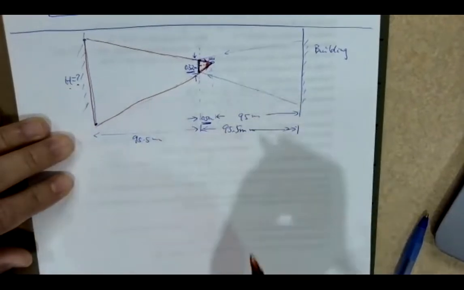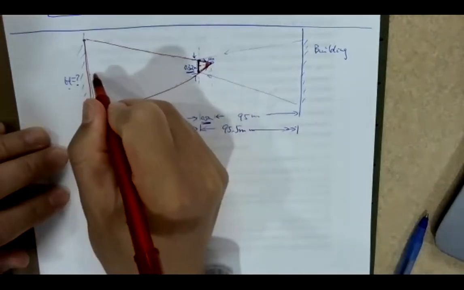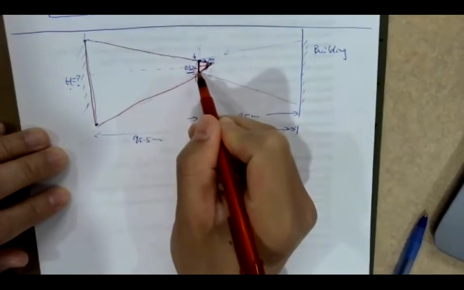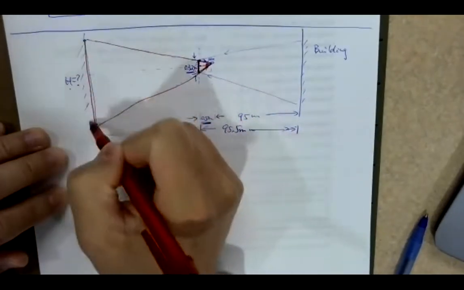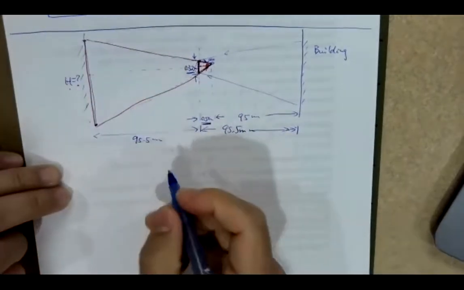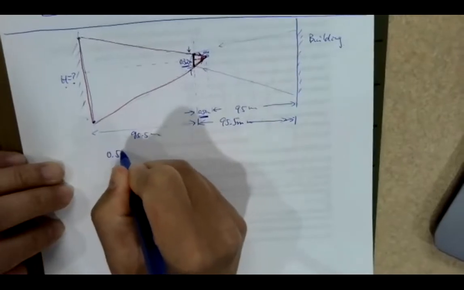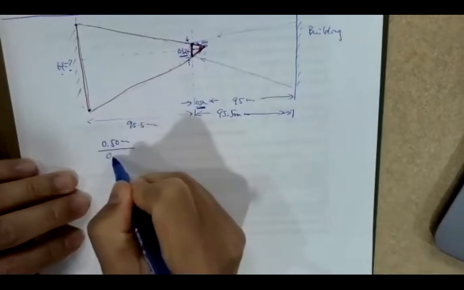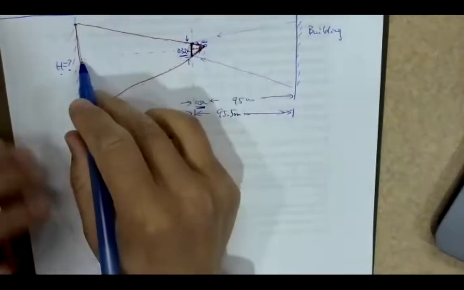Okay, so for similar triangles, you can have the relationship that the height of this small triangle over this side should be equal to the height of the larger triangle over this height, right? So you can relate them there. So this one will be 0.5 meters for the height of this small triangle divided by the 0.32 for this side, okay? It should be equal to the height from here to here.